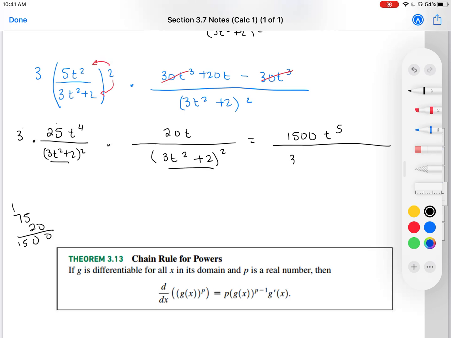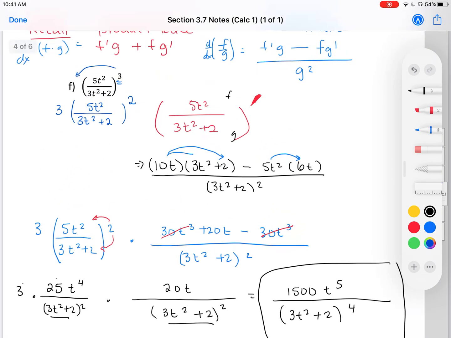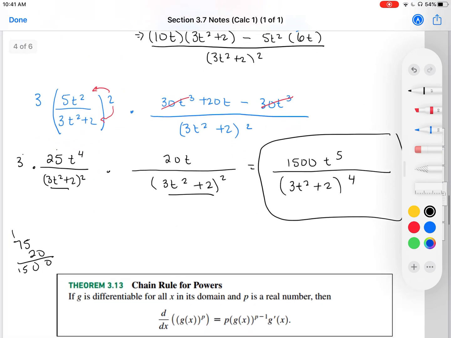the exponents. (3t squared plus 2) to the 4th power. That is our answer. All right, we see that the calculus didn't take us so long, but the algebra is what took us to finish.